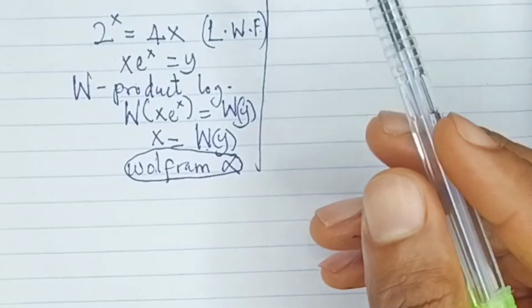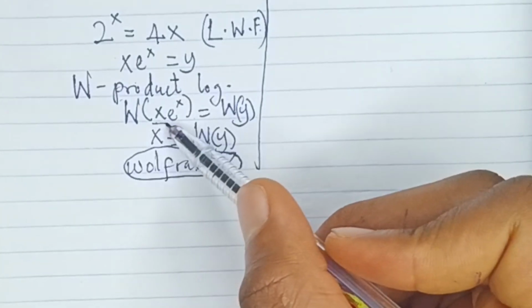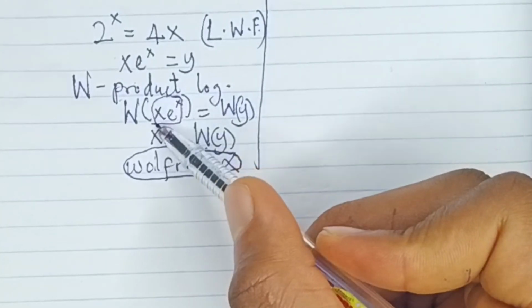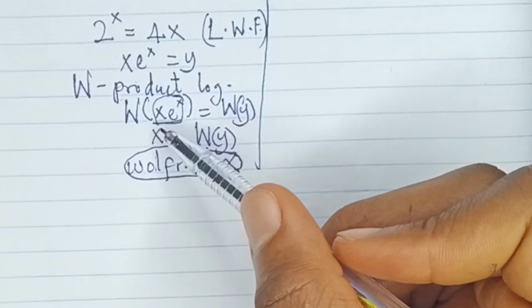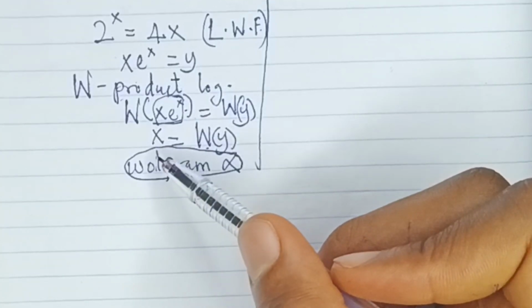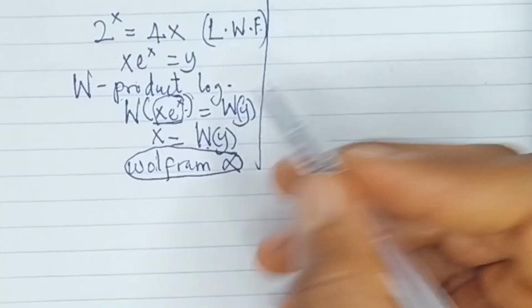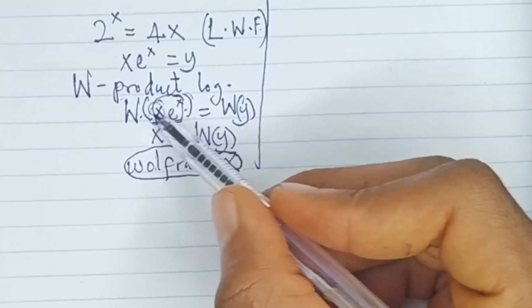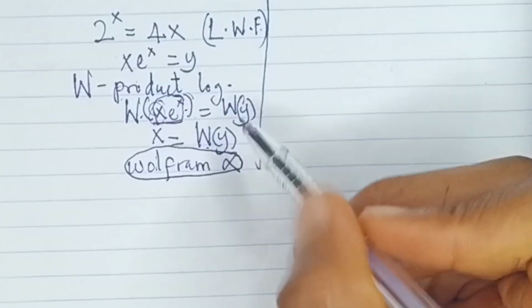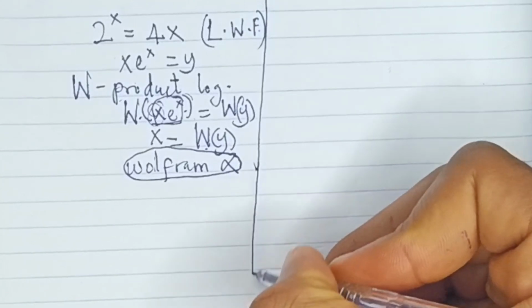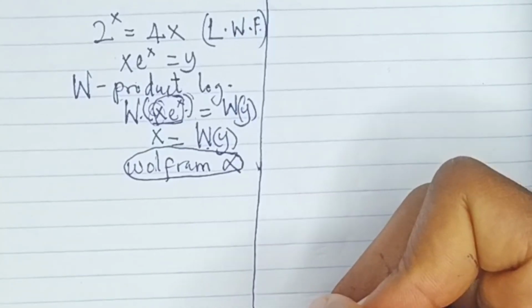But then what I want to emphasize is this: you must have an expression in this format. The expression must be in the format of x e to the power of x. So if you can get expressions to this form, then it will be easy to eliminate this to get only this. Now let me go into details on how we actually apply this.